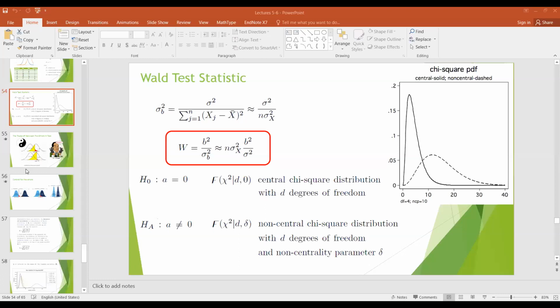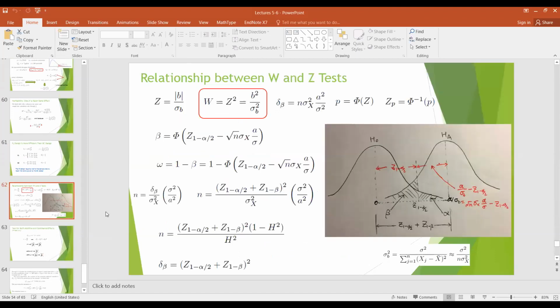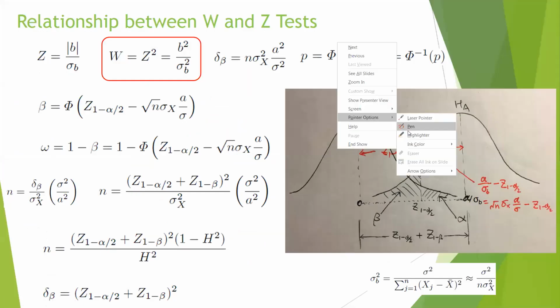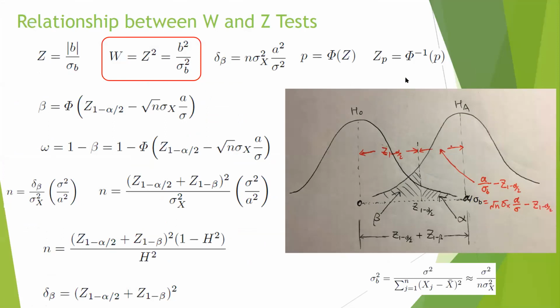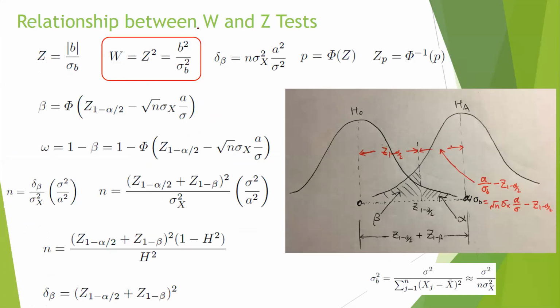So we have talked about this, right? Last time we talked about the relationship between the Wald test and the z-test. The Wald test is a chi-square test, and the z-test is a normal distribution. So this is the relation.